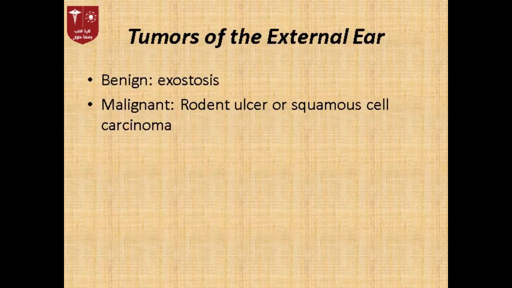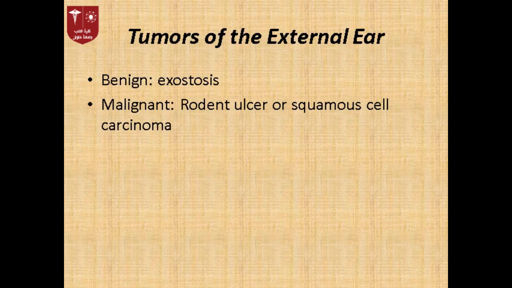So let's quickly sum up what we have said so far. We mentioned the congenital, inflammatory, and traumatic conditions that can affect the external ear, in addition to foreign body impacted in the external auditory canal and earwax.